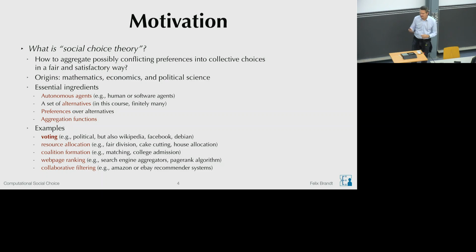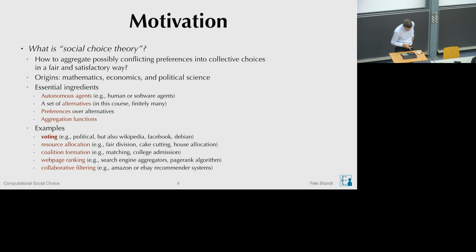And then yet again, at the end of the semester, we are going to study functions where the outcome will be, for instance, a lottery over the different alternatives. So a probability distribution. Lottery is usually what economists call a probability distribution over different alternatives, where we, for instance, probabilistically pick an alternative based on the preferences of the voters.